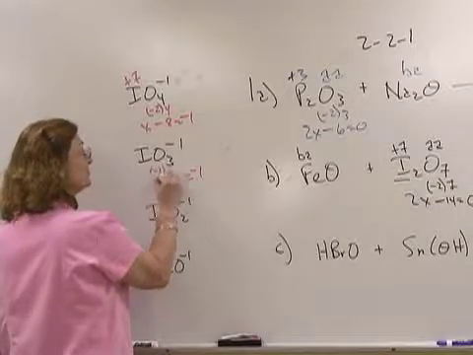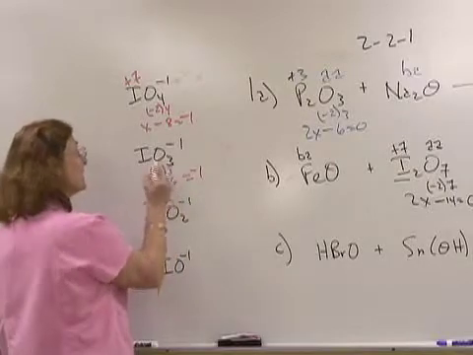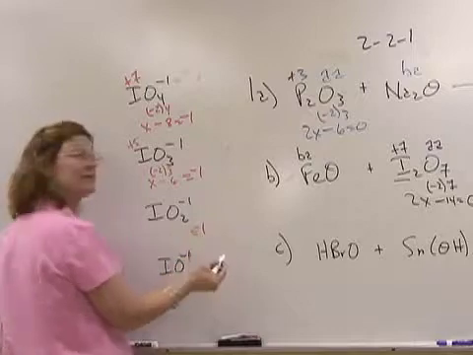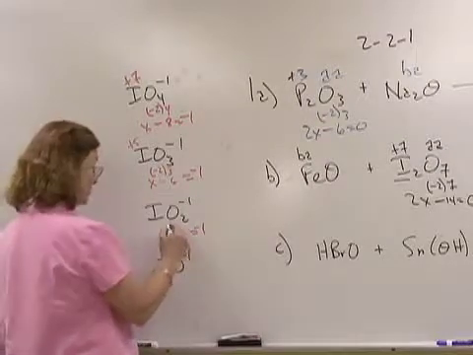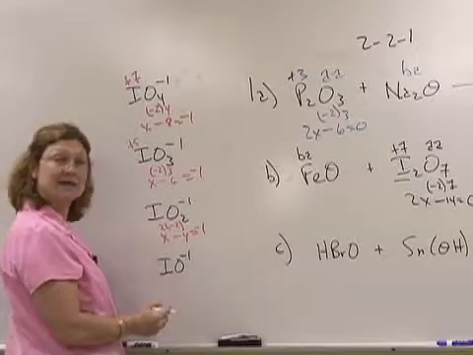I set my equation equal to -1. Oxygen is -2. There are 3 of them. That gives me a -6. In this case, iodine is +5. This polyatomic ion is -1. Oxygen is -2. There are 2 of them. And in this case, iodine is +3.